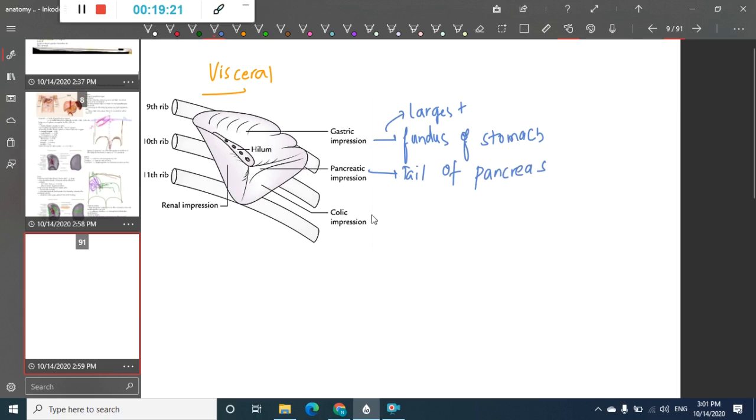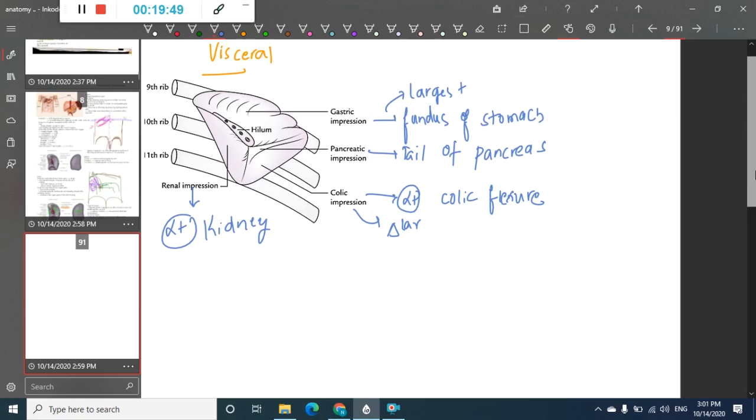Then we have colonic impression. Here the colonic impression is mainly produced by left colic flexure, and it is triangular in shape and situated in front of the lateral end. Then we have renal impression, which is mainly produced by the left kidney and lies below and behind the gastric impression between the intermediate and inferior borders. Okay, so these are the visceral relationships.